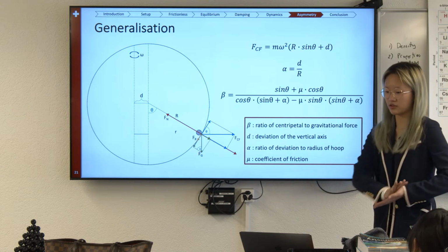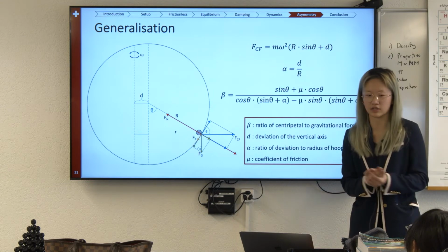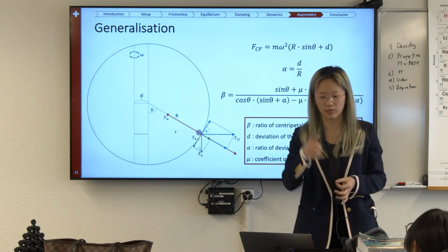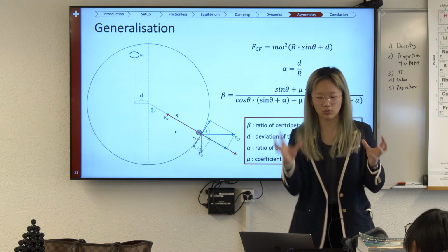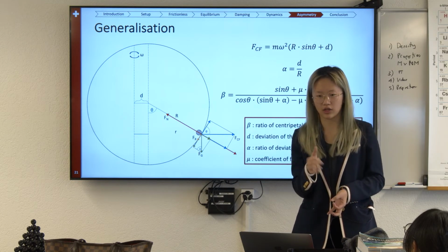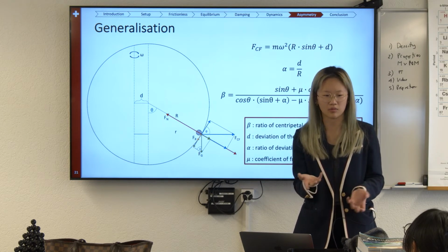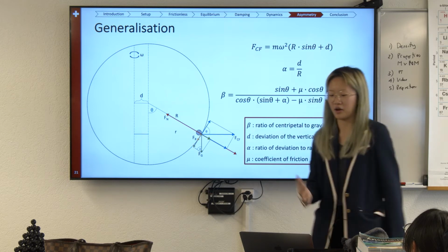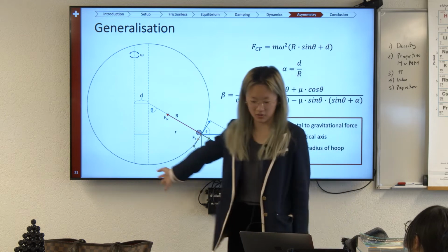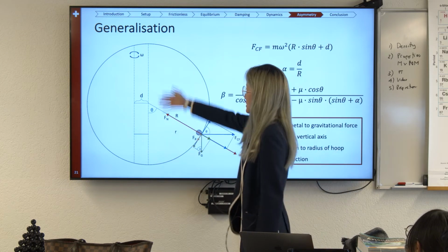However, when I was conducting my experiments, I realized that the vertical axis is not always in the middle. I fixed the hoop by attaching it onto a metal rod, and the hoop was clamped by a clamp stand. I'm not sure actually. And then I realized that the vertical axis is not always in the middle. So now I'll discuss the asymmetric case.